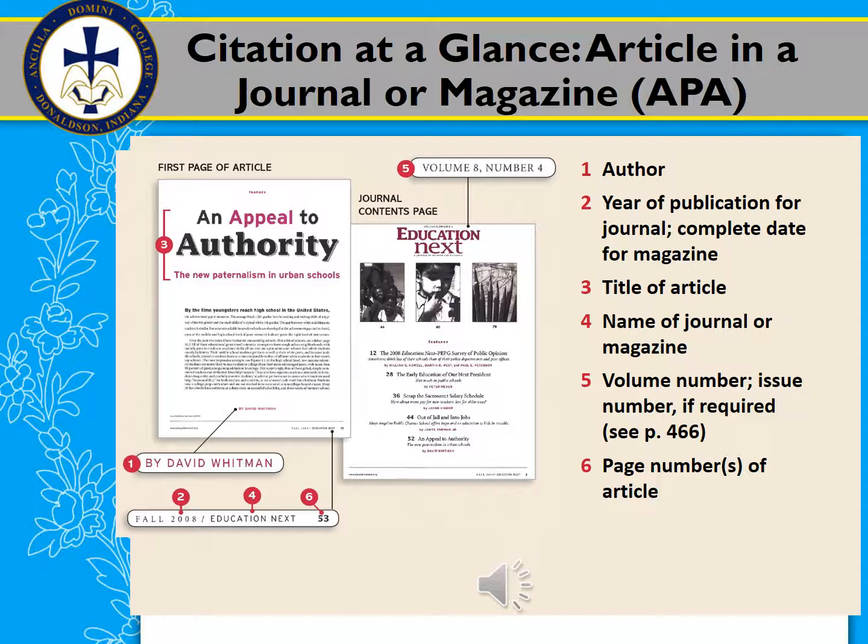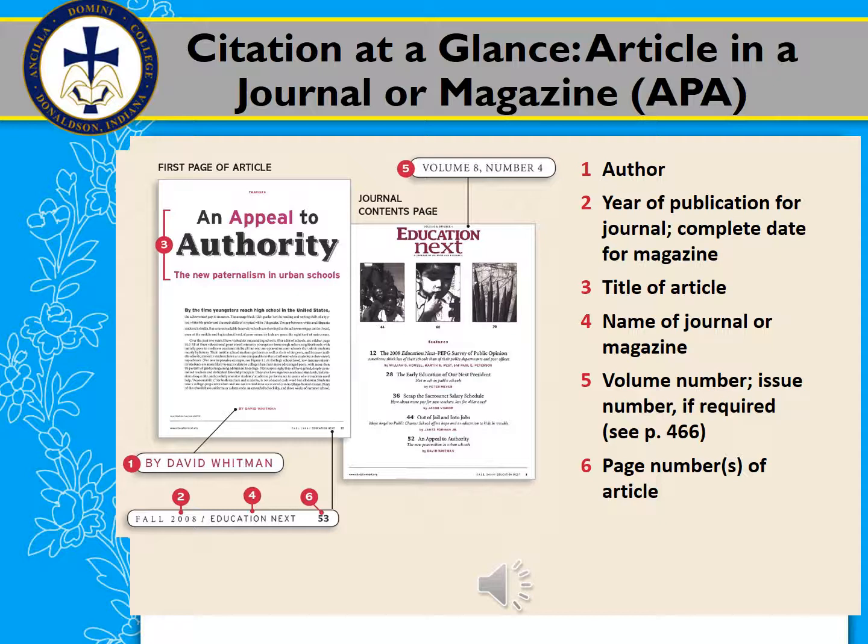Looking now at the example of an article in a journal or a magazine, what information we're going to get from APA. Again, looking for the author, seeing if we can find that. Usually that's going to be on the front page. The year of publication for the journal or the complete date for the magazine. We're going to find that in the contents page. Usually both a magazine or a scholarly journal is going to have the contents page in one of the first few pages, and you're going to find it there. Again, they're all a little different. You may have to dig for it, but you'll find it.